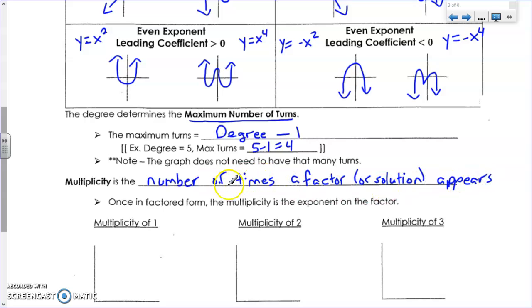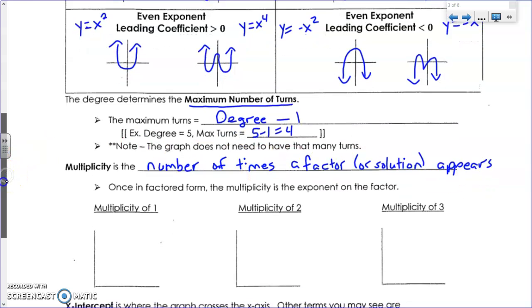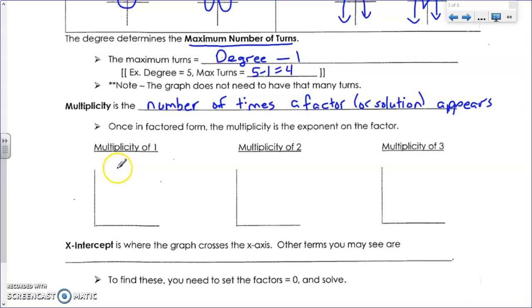The number of times a factor or a solution appears. So if you have a multiplicity of 1 and we were graphing this, it's going to cut through. It's just going to be like a straight cut through, like if you took scissors and cut. Okay, so it's just going to go straight through.